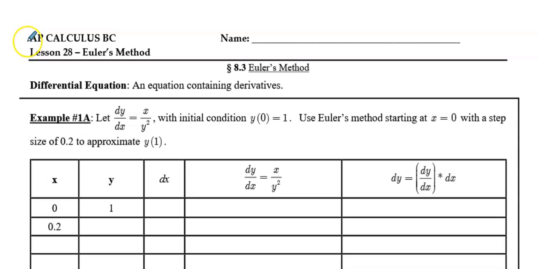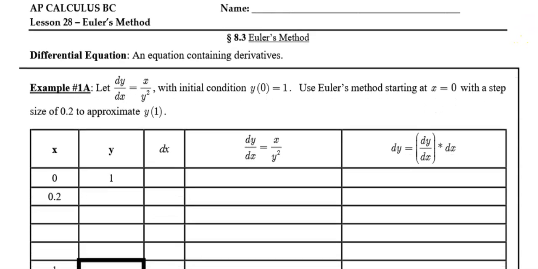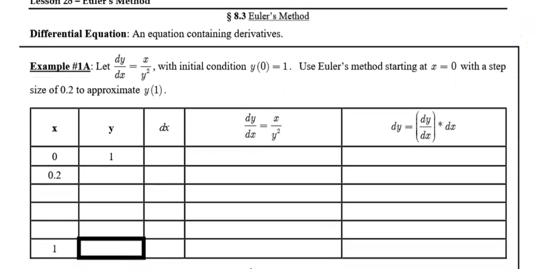In this lesson, lesson 28, we're going to talk about Euler's method. And this is the third way that we can express a differential equation. So in previous videos, we talked about a differential equation and how to solve it. We've also looked at slope fields, which are a graphical approach to differential equations. And now we're going to look at a different way of solving a differential equation: Euler's method.